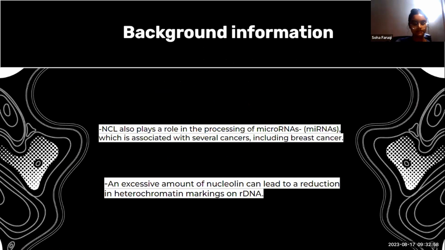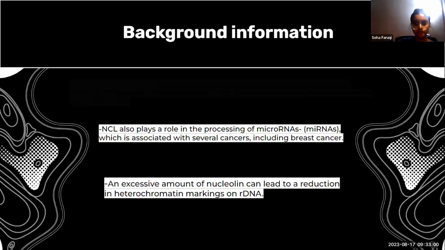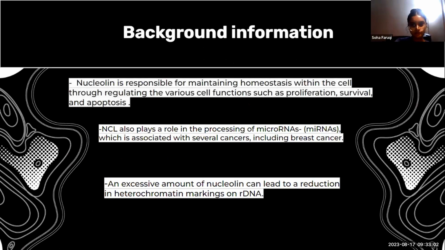Okay, and here's some background information. Nucleolin is responsible for maintaining homeostasis within the cell through regulating the various cell functions such as proliferation, survival, and apoptosis. NCL also plays a role in the processing of several microRNAs, otherwise known as miRNA, which is associated with several cancers, including breast cancer. And lastly, an excessive amount of nucleolin can lead to a reduction in heterochromatin markings on our DNA.